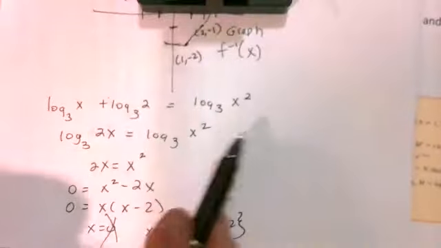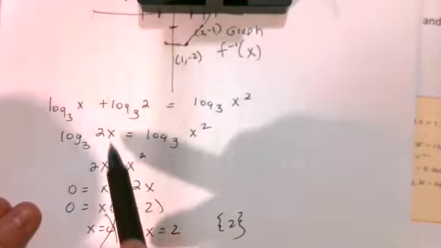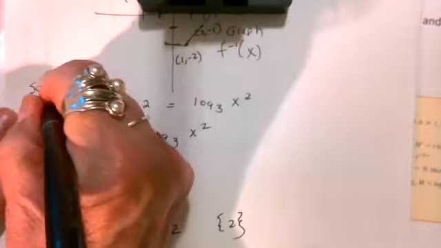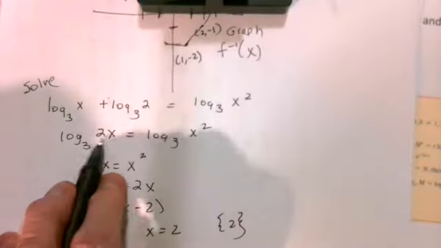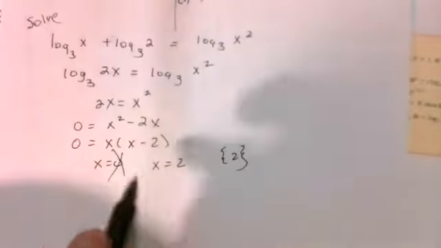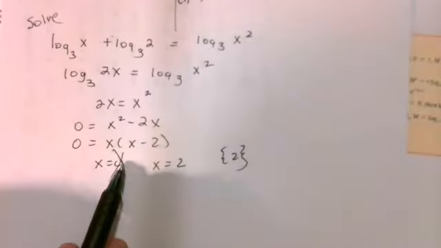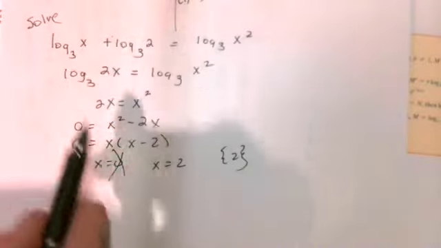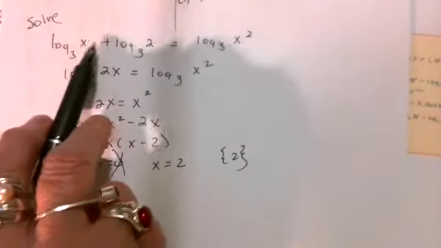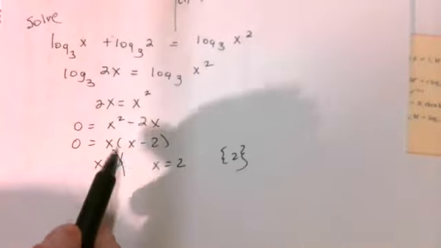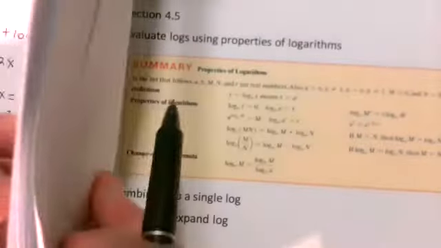And we've already talked about this. When I solve this, I put it together as a single log, and then I rewrite it in exponential form, and I get this quadratic. When I solve that, I get x equals 0 and x equals 2. But you can see that x equals 0 would cause you to take the log of 0, and you can't take the log of 0 or a negative number. So this solution is extraneous, and the only solution is 2. So watch out for that.